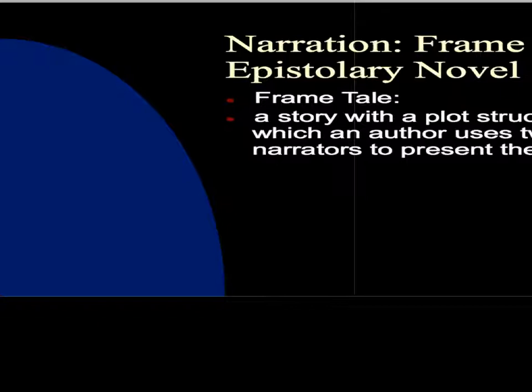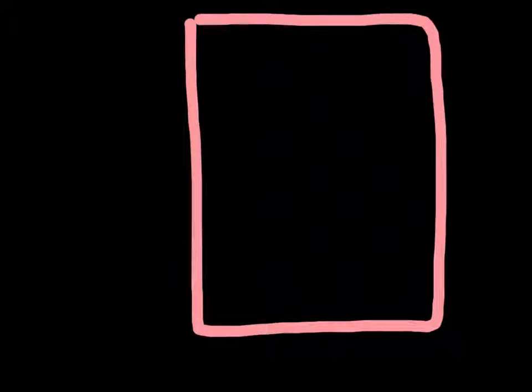Finally, let's talk about the structure of Frankenstein. It's a frame tale, or an epistolary novel. Epistolary, or an epistle, is a fancy word for letter, as in writing a letter. So the novel Frankenstein is basically a series of letters. This illustration should help us understand what the novel looks like structurally. The first narrator you have is a man by the name of Mr. Walton.